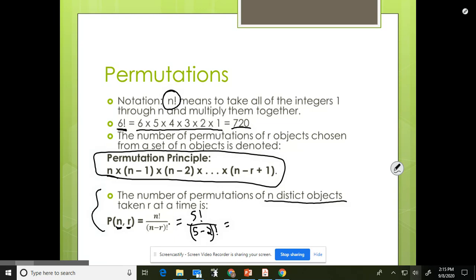So all this is 5 times 4 times 3 times 2 times 1 over 5 minus 2, which is 3, so 3 factorial. Notice what cancels. Those right there, and there's the 5 times 4 that we had. So on the next slide, I want to do some examples looking at this formula, and then I want you to see what you notice here.